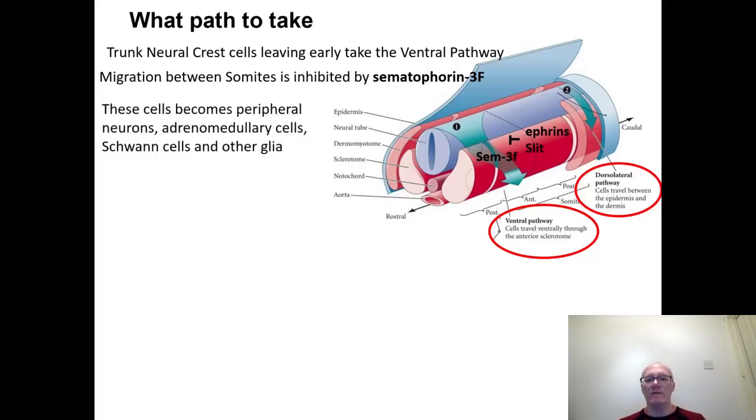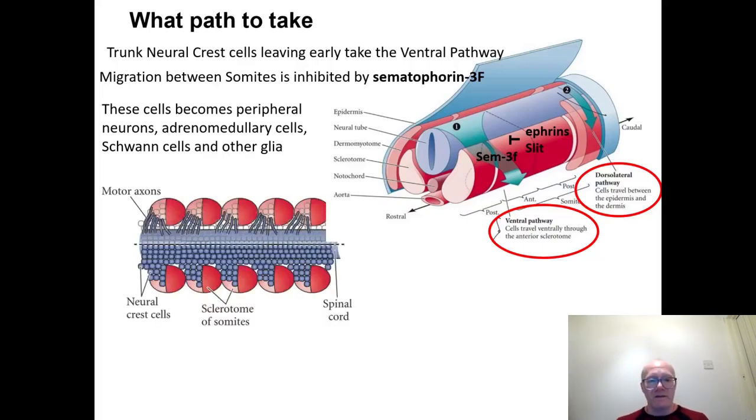And the cells that travel through the sclerotome are going to become peripheral neurons. They are going to become neurons that innervate the adrenal gland. They are going to become glial cells, including Schwann cells.